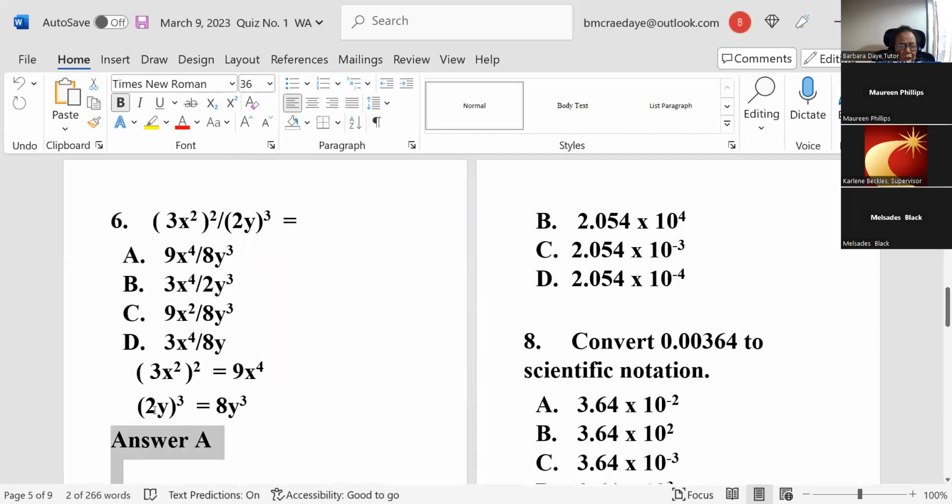But Mercedes, you understood that. You knew you had to apply that third power to both the 2 and the y, just like Maureen applied the 2 power to the 3 and the x to the second. Can you explain? You're going to apply the exponent to all that is in the bracket. That's how you remembered it.